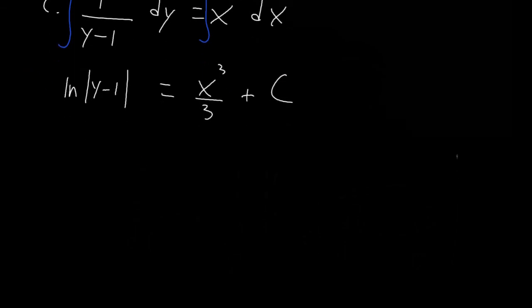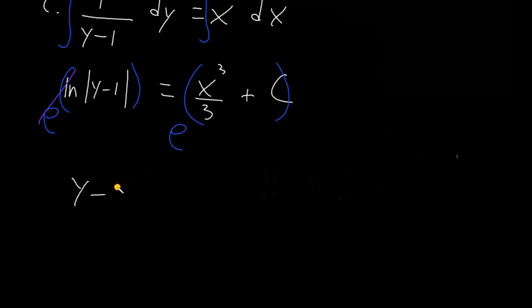So to solve for y, we will take everything and put it as the power to the base of e. I don't know how to say it, but you're going to put base e and then these are going to be the exponents. If we do this, the e and the natural log are going to cancel out, and that's going to leave us y minus 1, and this is going to get us e to the x cubed over 3 plus c.